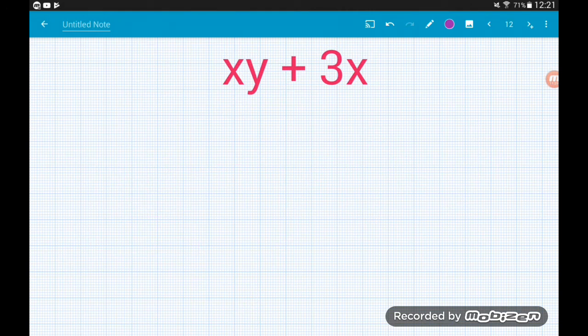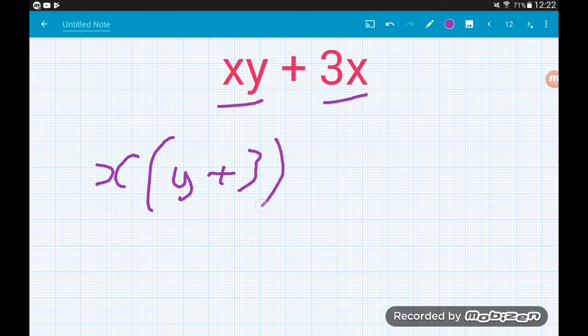xy plus 3x. Okay, so now we're back to having a common algebraic term. What is common between xy and 3x? Well, it's x. xy is saying x times y, 3x is saying 3 times x. So we take out our factor of x. Now xy divided by x is simply y, and then 3x divided by x is simply 3. So that guy factorizes to x lots of y plus 3.